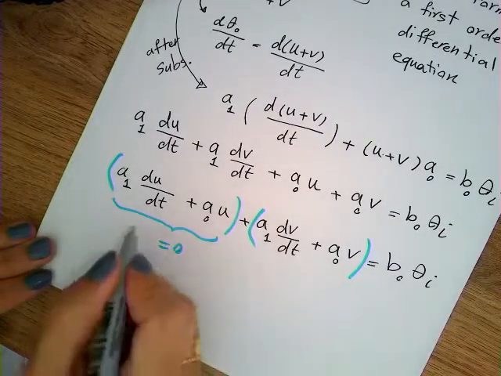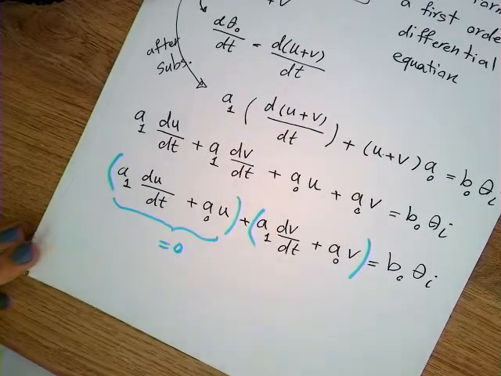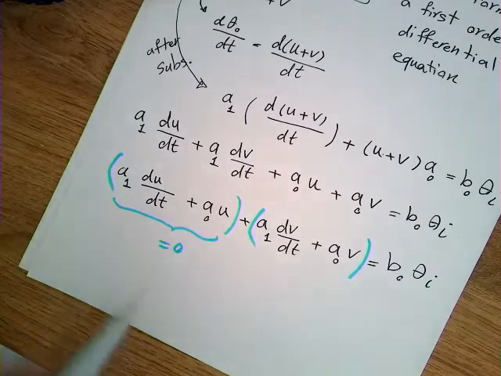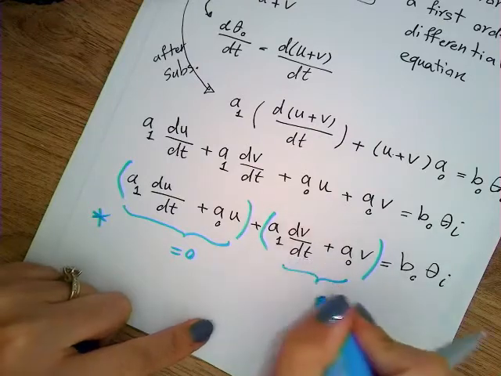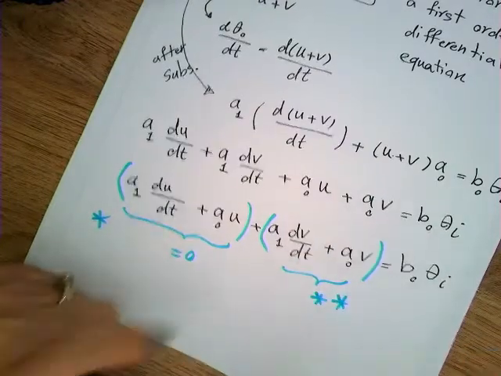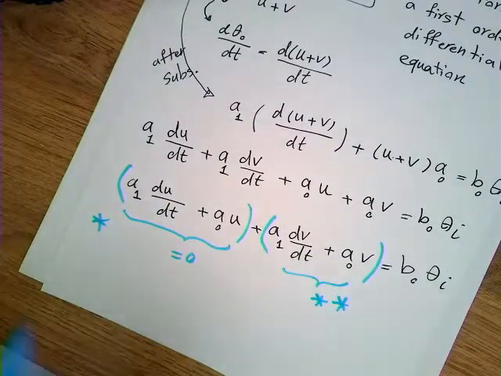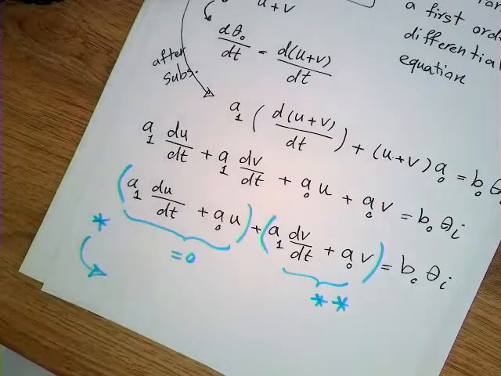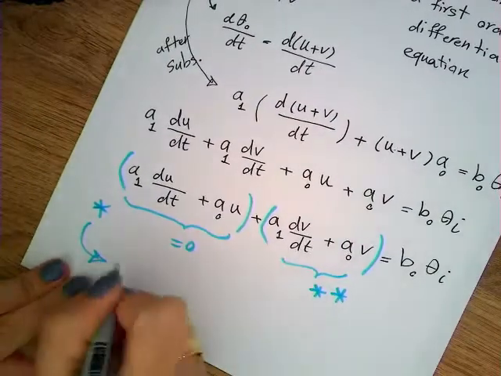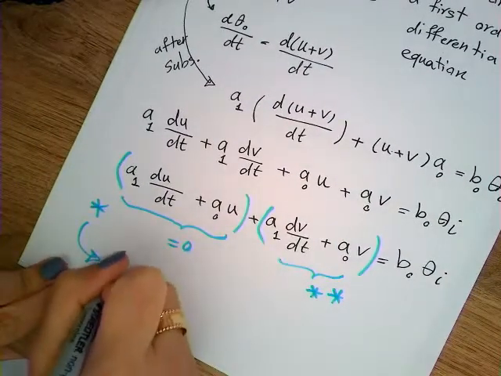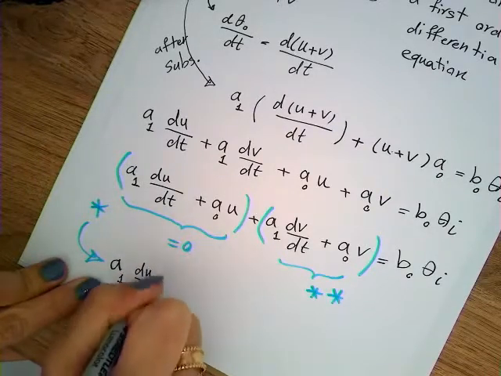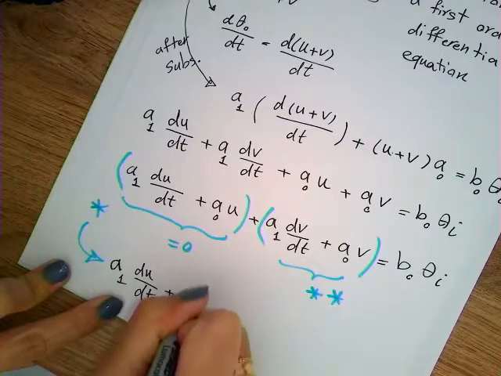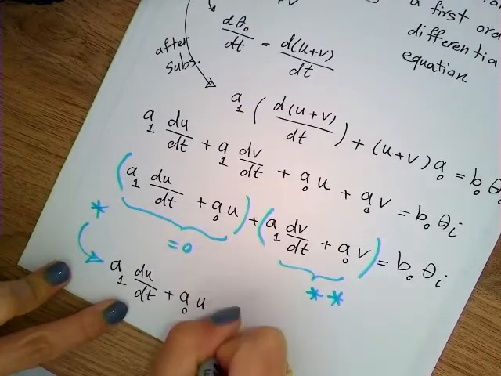I'm going to write that part now. Let's call that single star, and I'm going to call that double star. I write the single star again. So A1 du/dt plus A0 u is equal to 0.